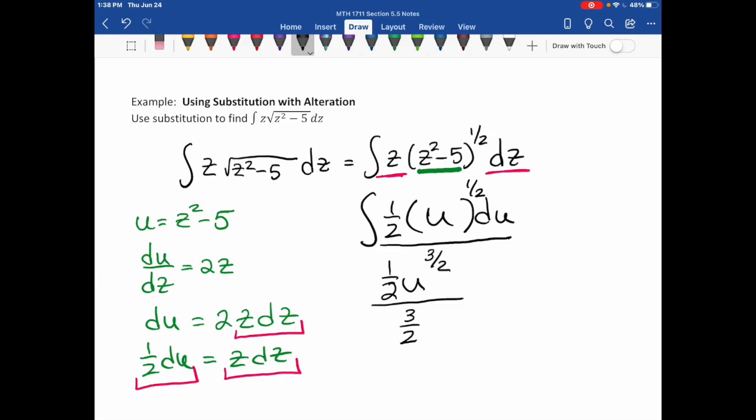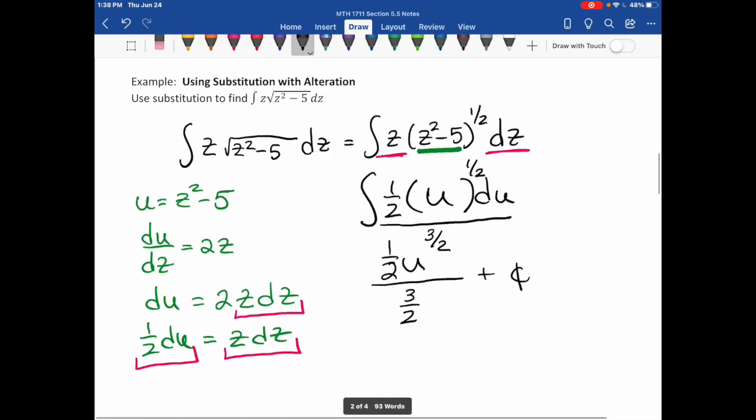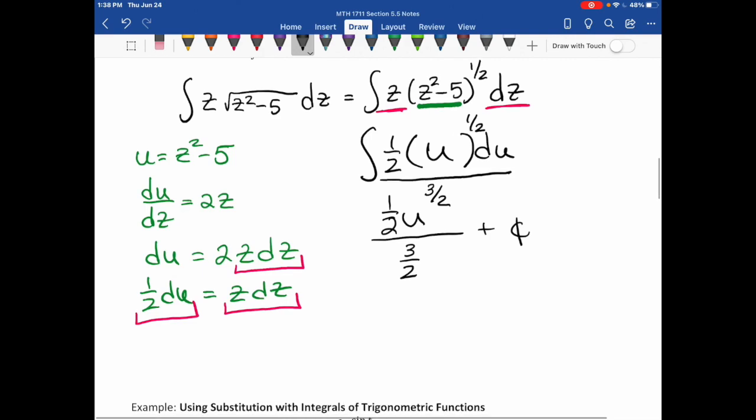I'm going to add 1 to the exponent, so that gives me 3/2. And then I have to divide by 3/2. And then I have my plus c. When I clean this up and I take 1/2 divided by 3/2, I do a flip and multiply, and I'm going to get 1/3 u to the 3/2 plus my constant c.